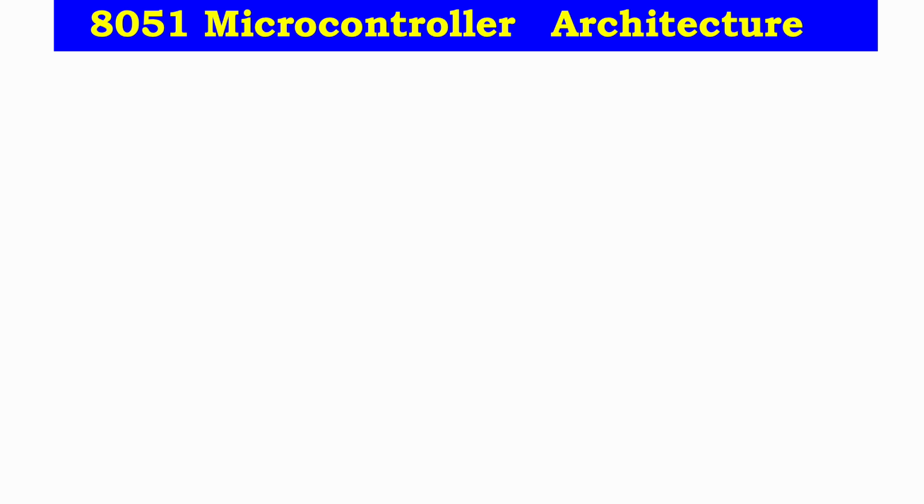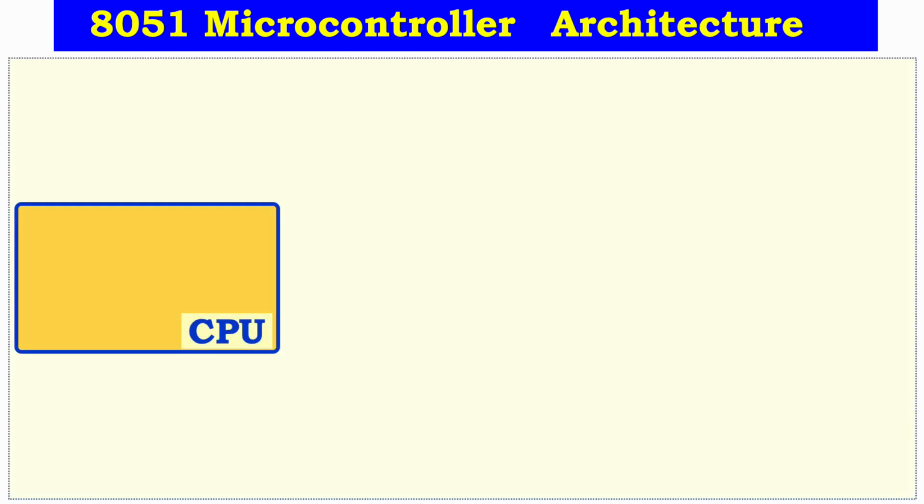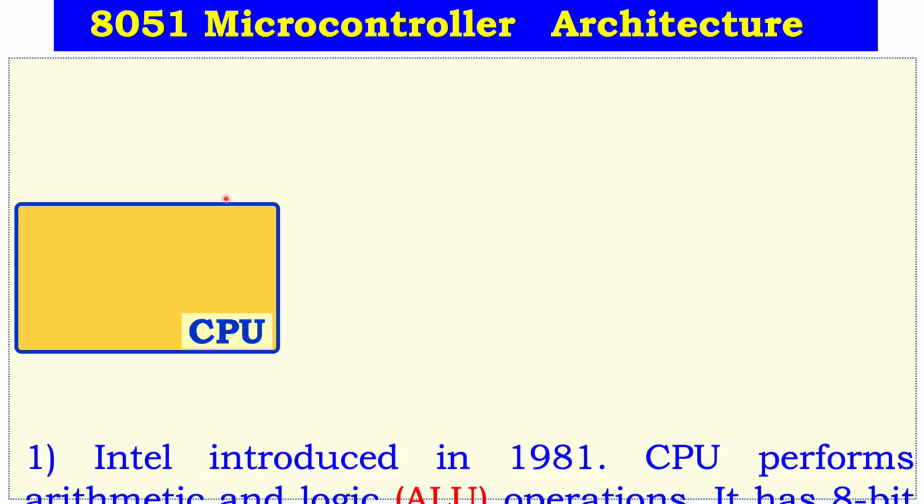Today's topic is the 8051 microcontroller architecture, or block diagram. Let us see the components of the 8051 microcontroller architecture one by one. The first component is the CPU, Central Processing Unit.